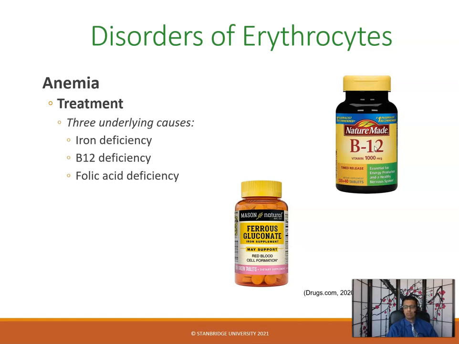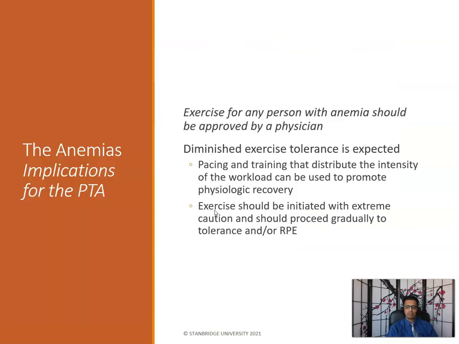All right, and then you can have pernicious anemia, which we'll talk about, but that's usually due to B12 deficiency. So taking ferrous gluconate and B12 seems to be a good combination. Now, how does the PTA deal with somebody with anemia? Exercise for any person with anemia should be approved by a physician. Diminished exercise tolerance is expected. Pacing and training that distribute the intensity of the workload can be used to promote physiological recovery. Exercise should be initiated with extreme caution and should proceed gradually to tolerance and RPE.